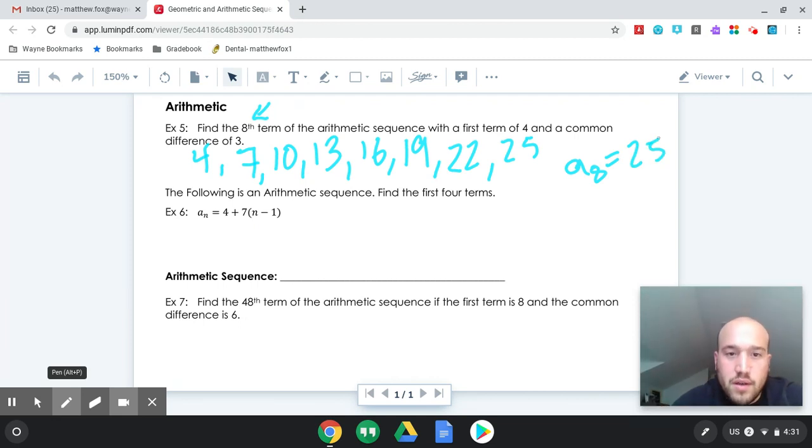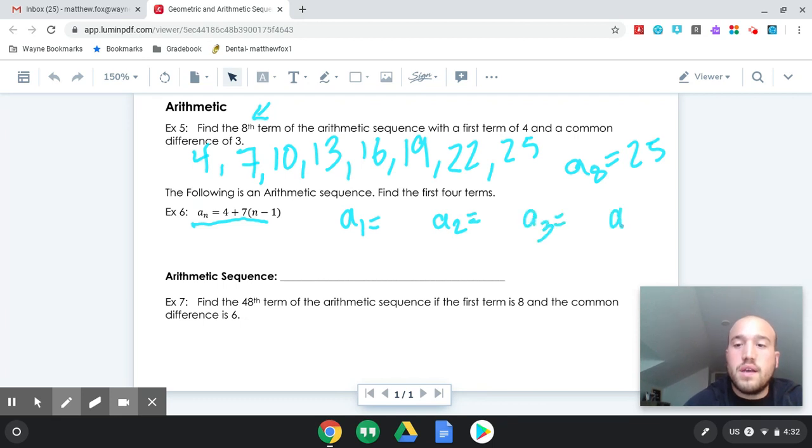Okay, so now, the next one, it says, we have an arithmetic sequence here. We need to find the first 4 terms. Now keep in mind, the way we're going to do that is by plugging them into this equation. Instead of an n, we're going to plug in whatever the term number is. So we're going to have A1, A2, A3, and A4.